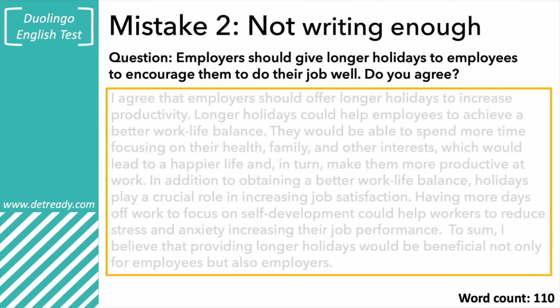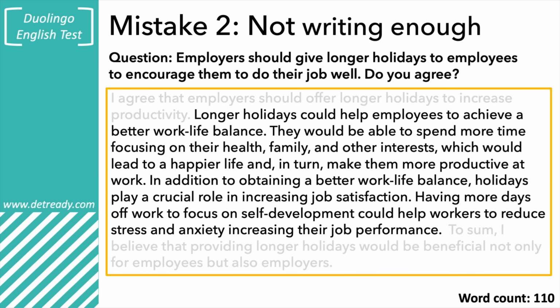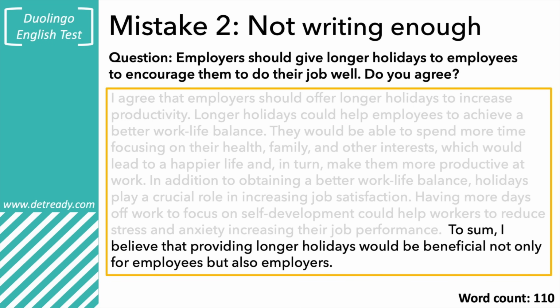My topic sentence is, I agree that employers should offer longer holidays to increase productivity. This is a topic sentence. It shows exactly what my whole paragraph is going to be about. And I provided 2 supporting ideas which back up my topic sentence, and I gave examples as well. You can read these by yourself, and then at the end I had a simple concluding sentence. Again, you can read this by yourself.